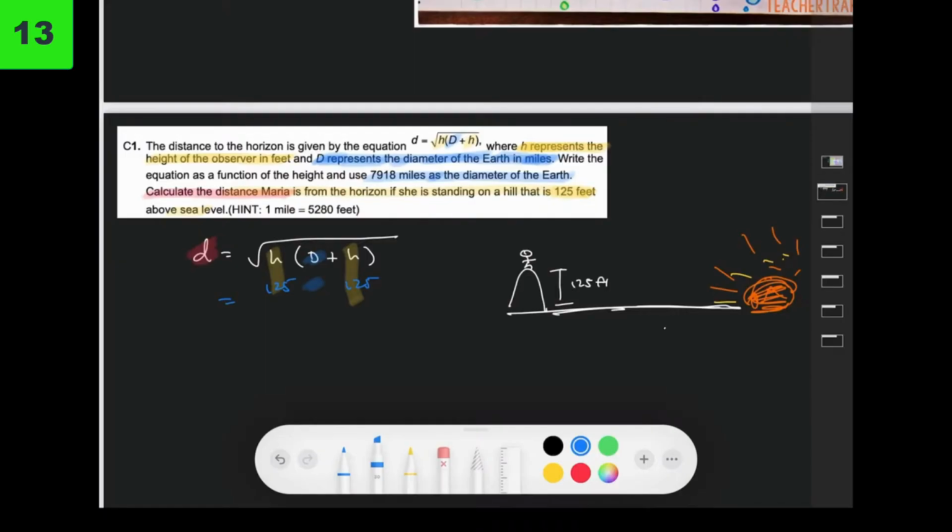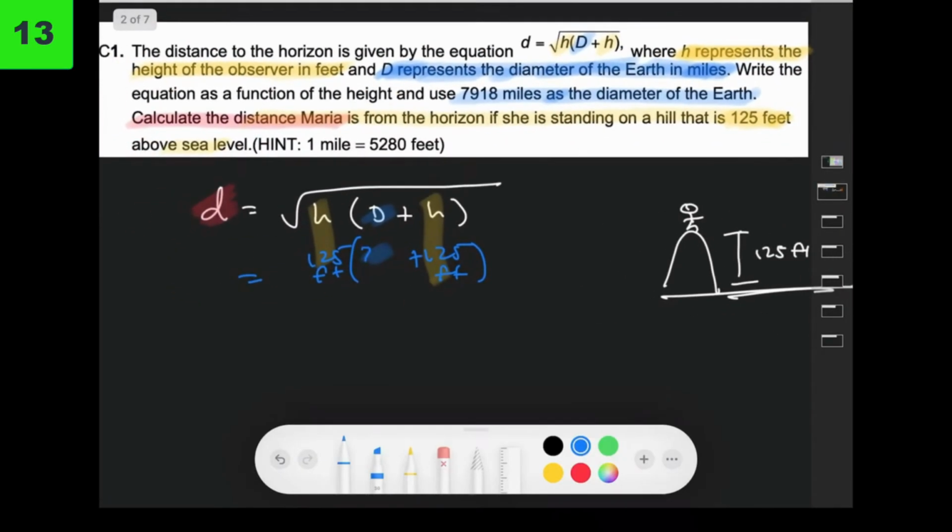Okay, so here's my problem, is that this is in feet, this is in feet. And this one is in miles, 7,918 miles. Here's the good news. This little information can help us convert it. So for 1 mile, and this is how I do mine, 1 mile is equal to 5,280 feet.